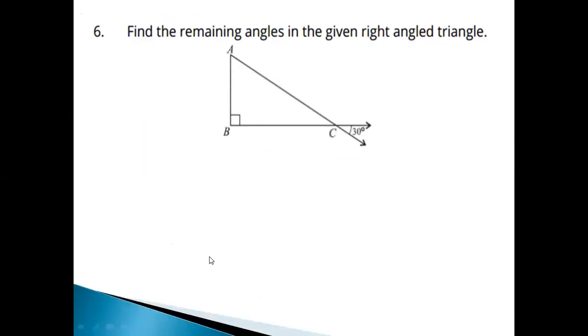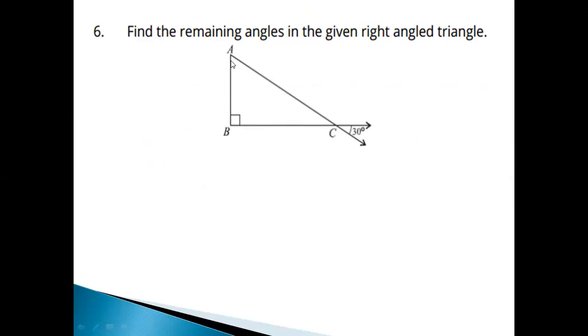Come to question number 6. Question number 6 is: find the remaining angles in the right angle triangle. Right angle triangle means that one angle, this straight angle, is equal to 90 degrees. It's already mentioned. You have to find A and C. C you can easily find, this is 30 degrees. It's vertically opposite to C, so this one is also 30 degrees. This is 90 degrees, the right angle.